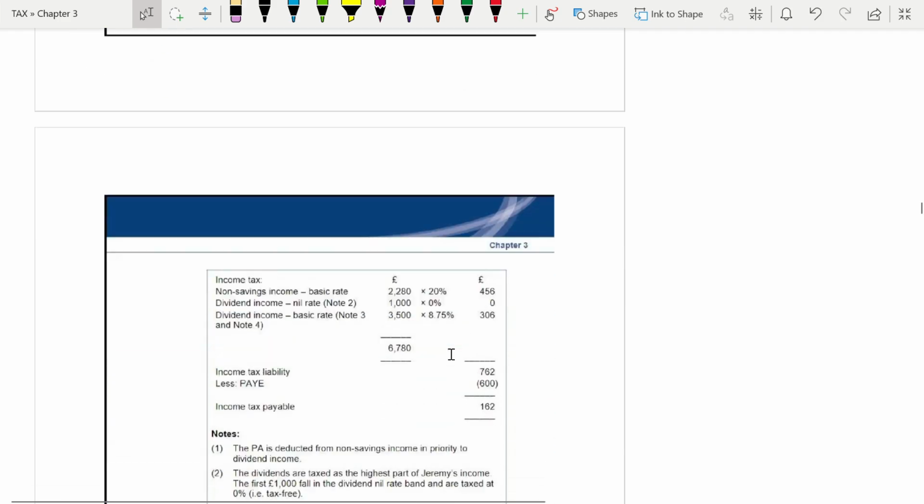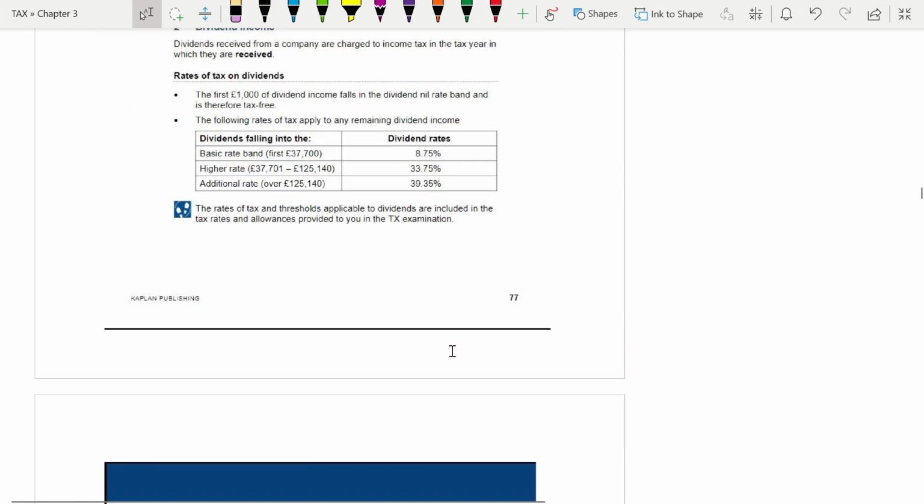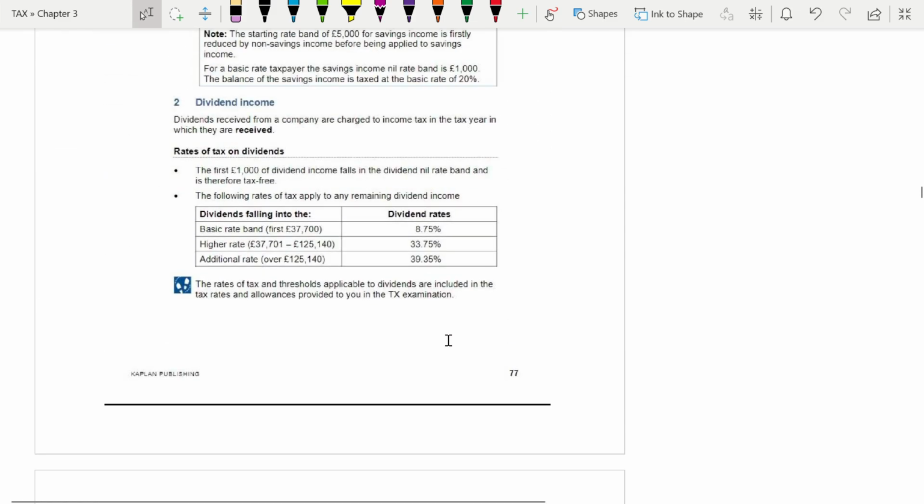Now, coming back to this, we'll have an introduction on dividend income. In the next session, we are going to do this. Dividends received from a company are charged to income tax. See what will happen? You will have employment income, savings income, and dividend income. You will have multiple sources of income. Dividends are charged in the tax year in which they are received.